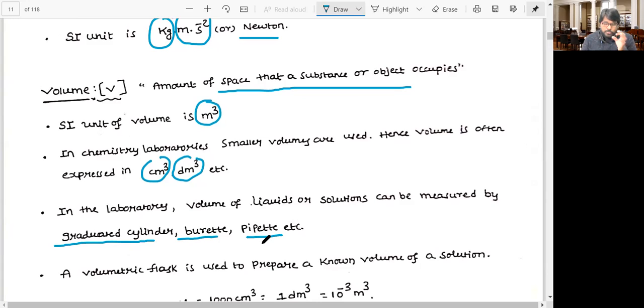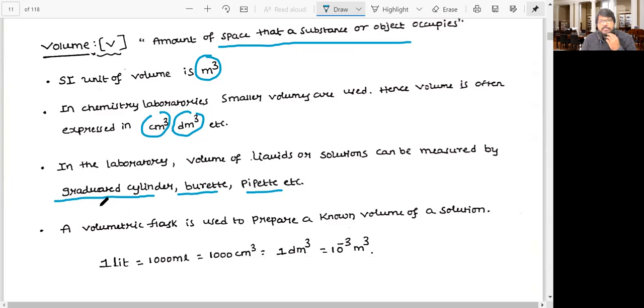I already told you right from the basics to the highest level, but you should have the patience to listen completely. So how to measure the volume of liquid? Because we generally perform reactions with liquid solutions, and to measure the volume we have graduated cylinder, burette, and also pipette.